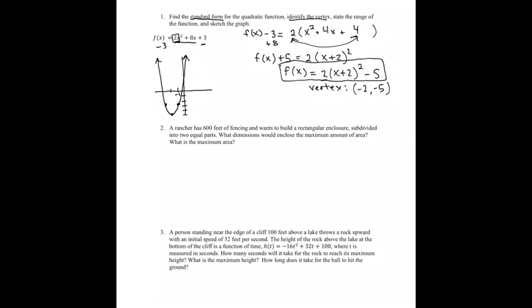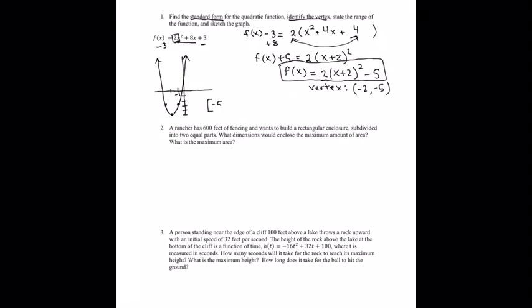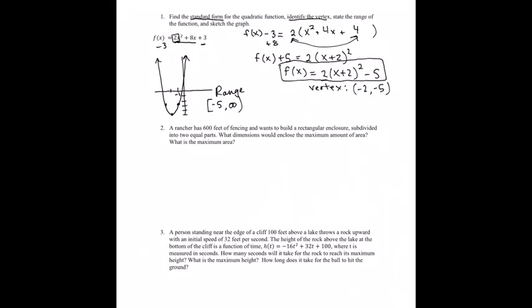It says state the range. Range is, remember, along the y-axis here, the y values. So it looks like the lowest y value is negative 5. The highest y value is going to be positive infinity.